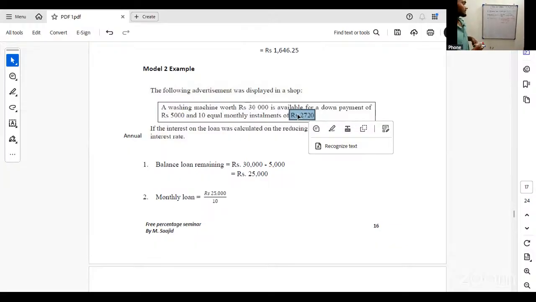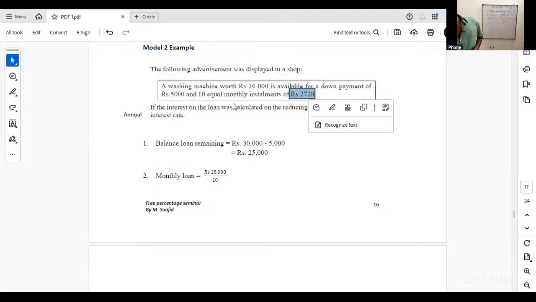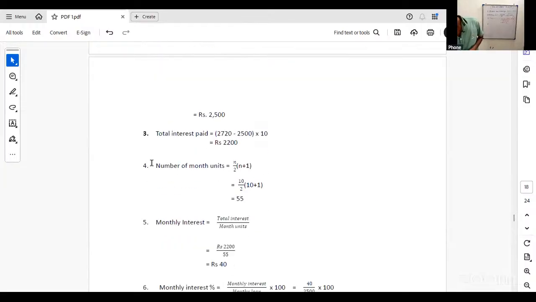Look carefully. The fourth one, the fourth step. The fourth step is what? The number of month units. Month units. That is what? N over 2 times n plus 1.